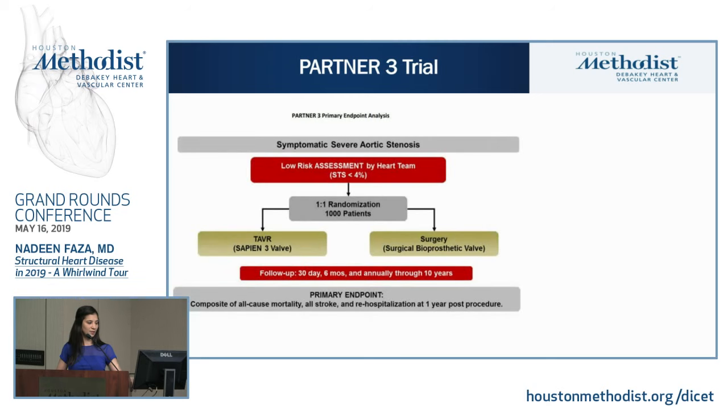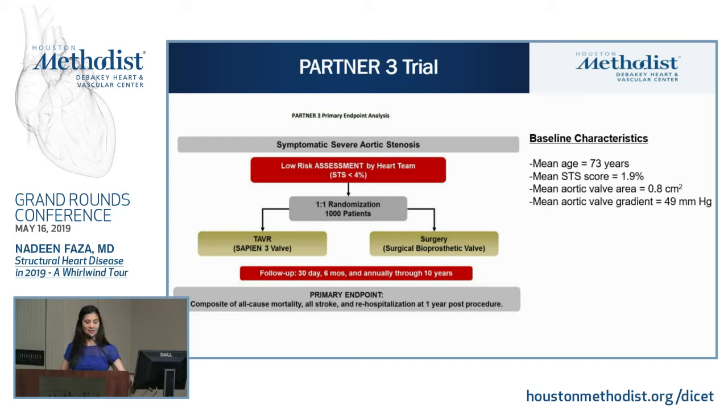Switching over to the PARTNER 3 trial, which was the other trial that was presented at ACC. This had the same objective of studying TAVR versus surgical aortic valve replacement in low-risk surgical patients, this time with a balloon expandable device. Patients were randomized to undergo either TAVR with a SAPIEN 3 valve versus surgical aortic valve replacement, and they were followed up at 30 days, 6 months, and annually through 10 years. The primary endpoint for this trial included a composite of all-cause mortality, all stroke, and rehospitalizations at 1 year post-procedure.